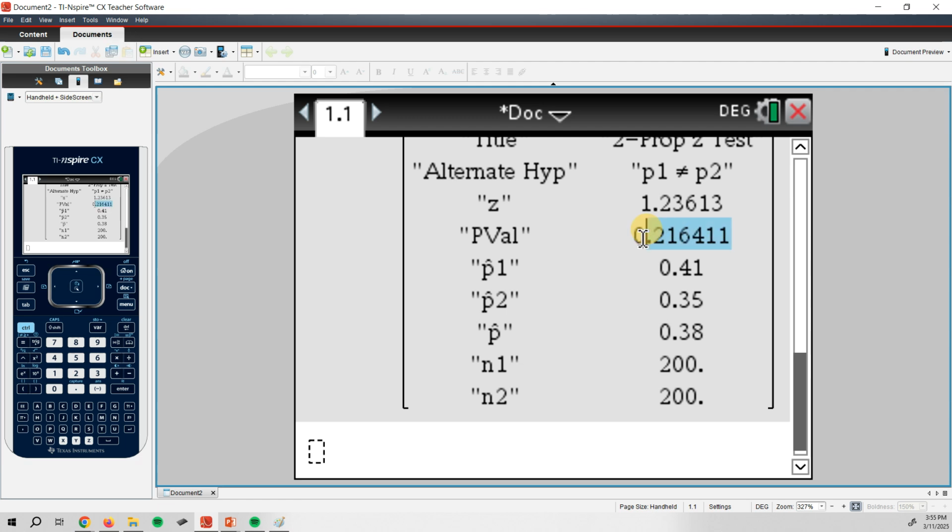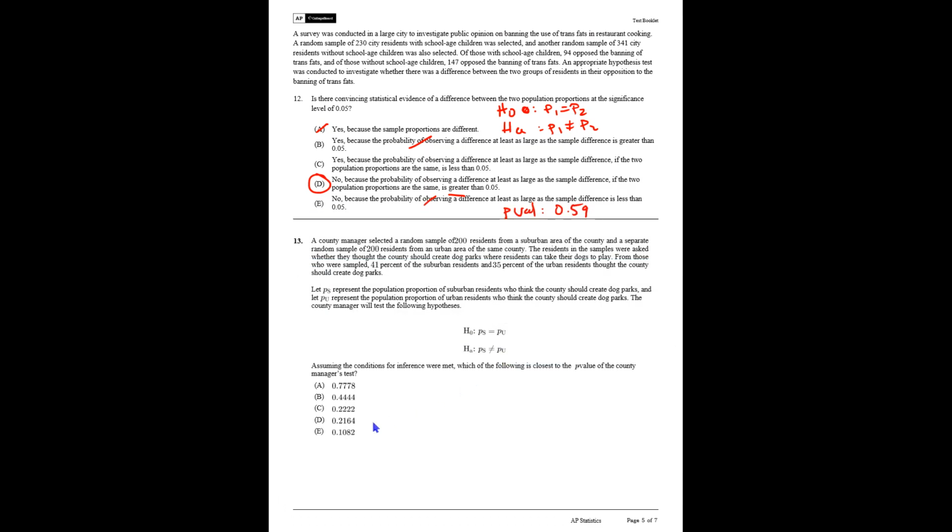And we get a p-value of 0.216. And there we go. Nice and easy. We like those that we can just throw in the calculator, right?